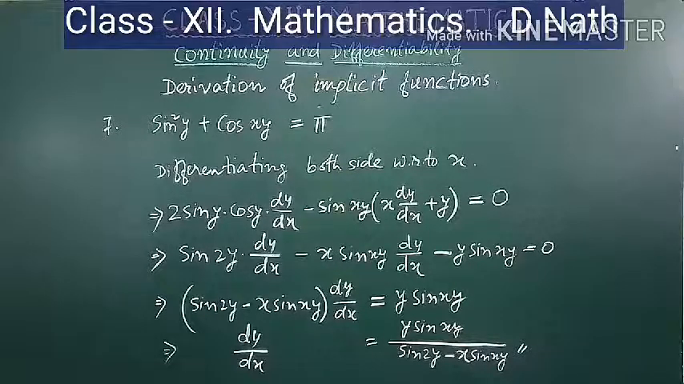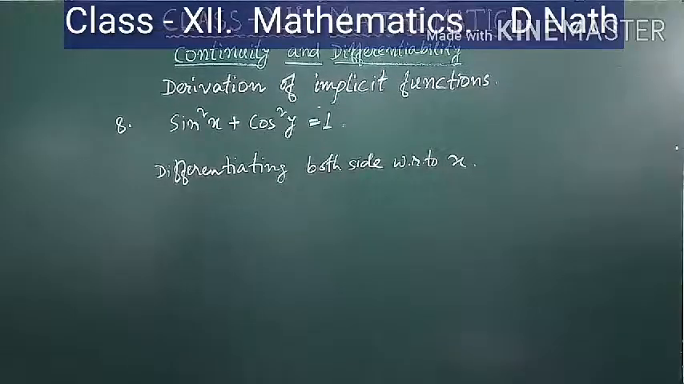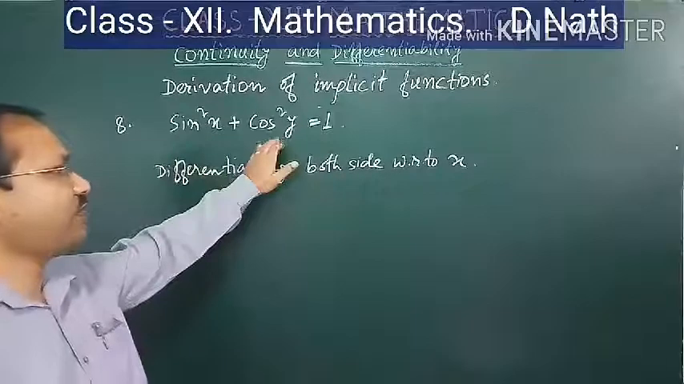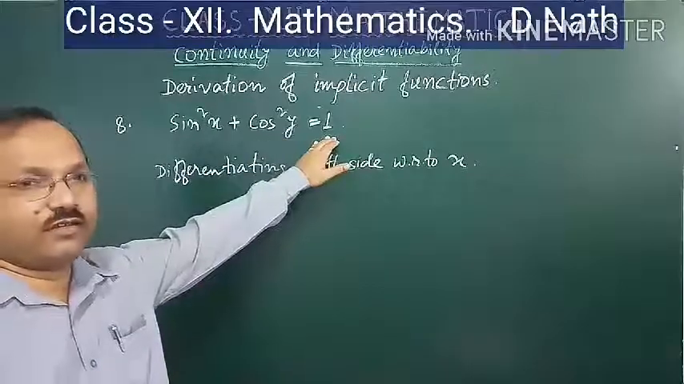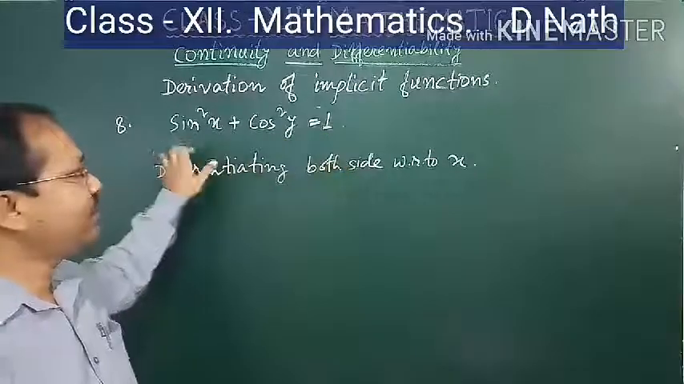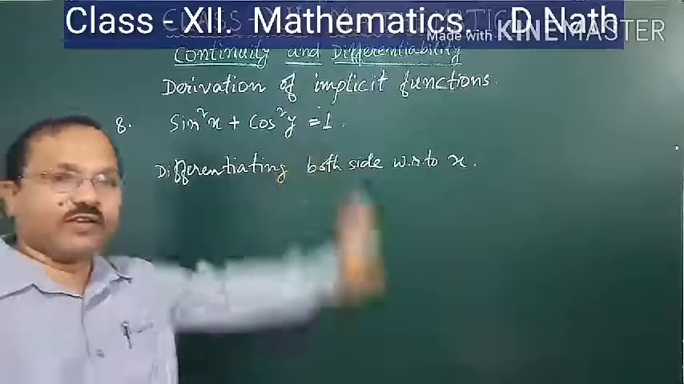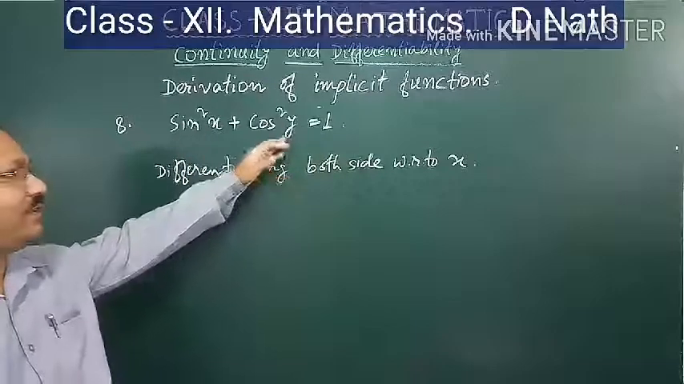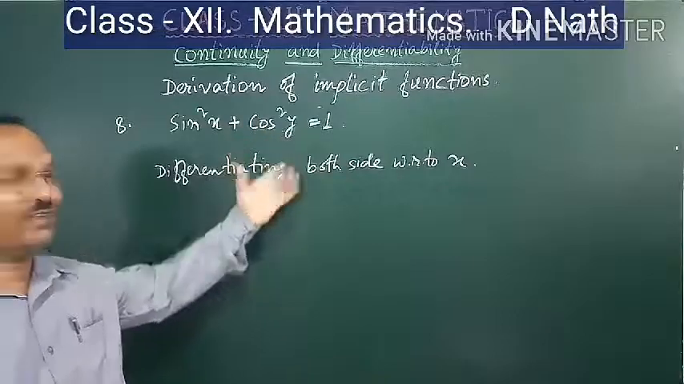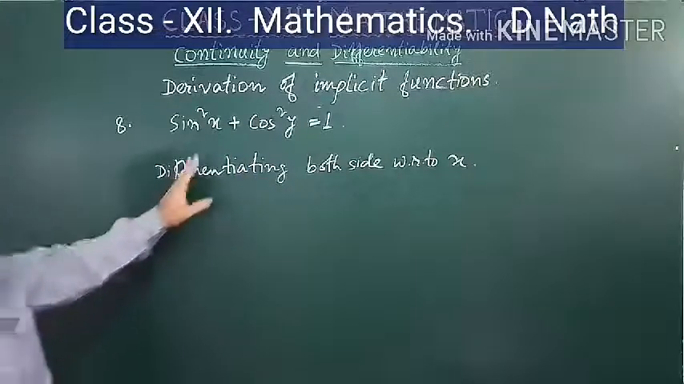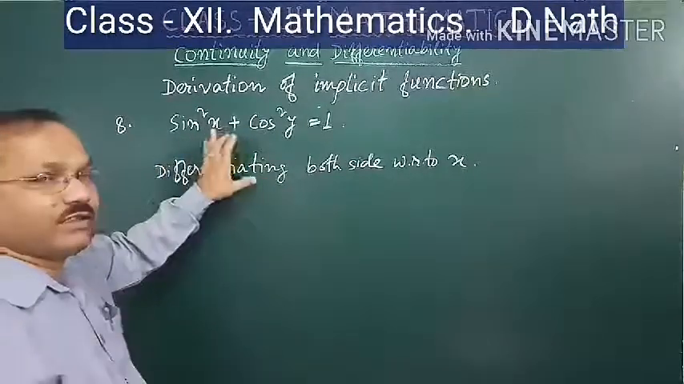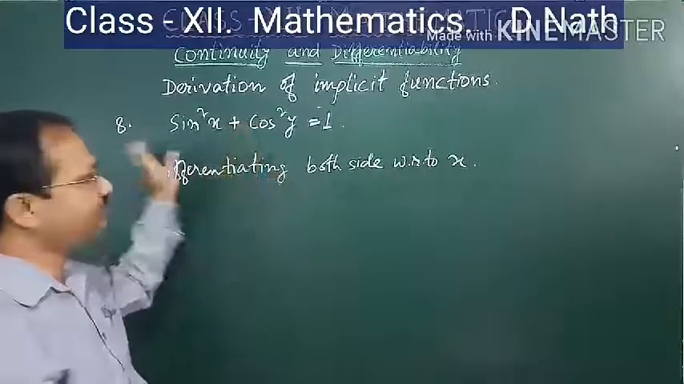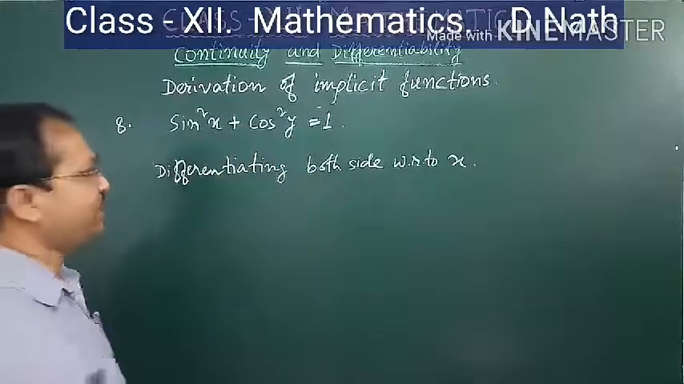So we will see question number 8. In question number 8, it is given sin square x plus cos square y is equal to 1. This is not an identity, it is just looking like an identity. If it were x in both, then only it would be an identity. So we have to find dy/dx, differentiating both sides with respect to x.